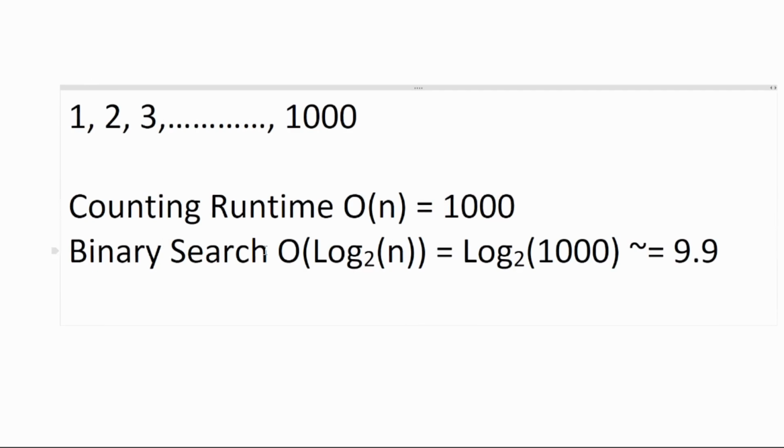With binary search, since we're constantly dividing the space by half, the runtime is only log base 2 of 1000. That is only 9, or close to 10 operations. That is extremely fast compared to 1000, and this gap will only get bigger as n increases.